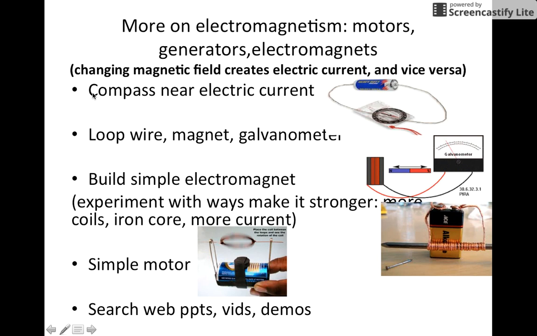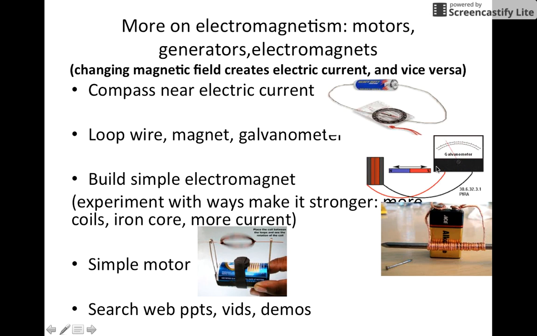You're going to want to do a bit more on electromagnetism, motors, generators, electromagnets. Basic idea here, changing a magnetic field will create an electric current, and vice versa. If you have an electric current, you're going to be able to create a magnetic field. A good way of showing that is just hooking up an electric current, a battery, and a wire, and bringing a compass near it, and they should see the needle move as the current goes through there.